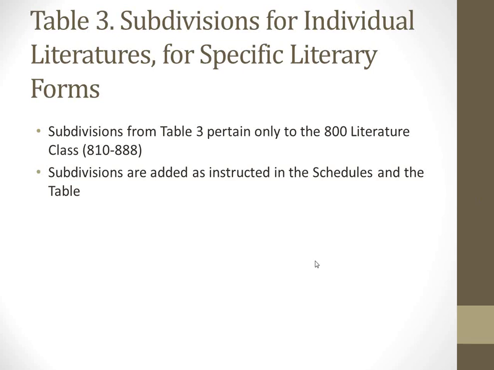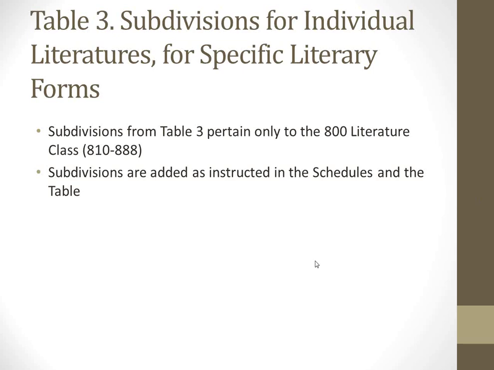So if you're using Table 3 to talk about particular types of literature, these numbers only pertain to Dewey numbers in the 800s. They are added as instructed in the schedules and the table. And this is another case where sometimes you will see the numbers already built into the schedule, and sometimes you may need to build them yourself from Table 3.